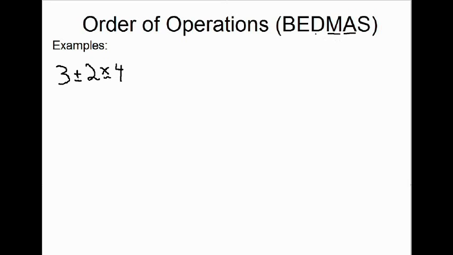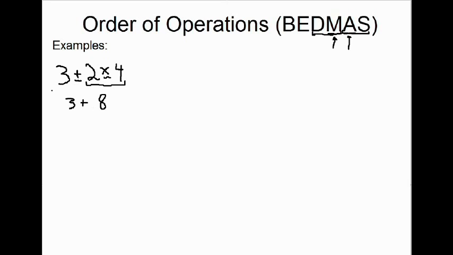So division and multiplication, again, those go together. Addition and subtraction, those go together. But since multiplication comes before addition in BEDMAS, that means that we have to do the multiplication first. So that means we're going to answer this question first and leave everything else exactly the same. So 2 times 4 is 8. And then I haven't dealt with the 3 or the plus yet. So we leave that exactly the same.